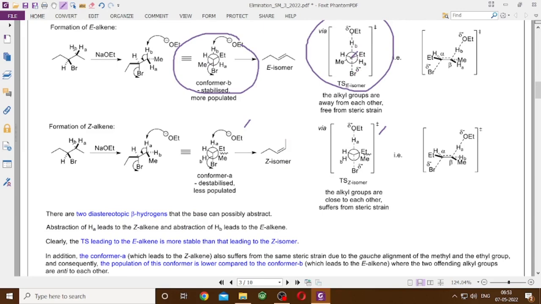Activation energy is lower here, transition state is more stable, and you also have the situation where rate of the reaction depends upon the percentage population of the conformer. Higher the conformer population, higher is the rate of reaction, just like concentration, no?